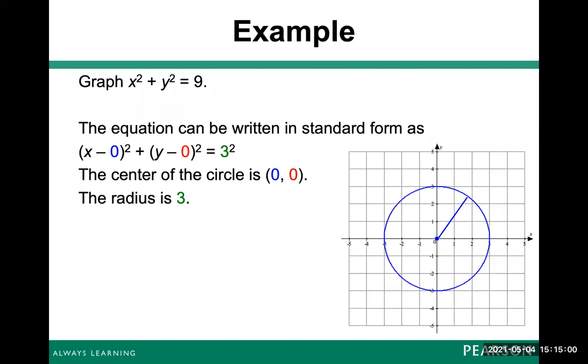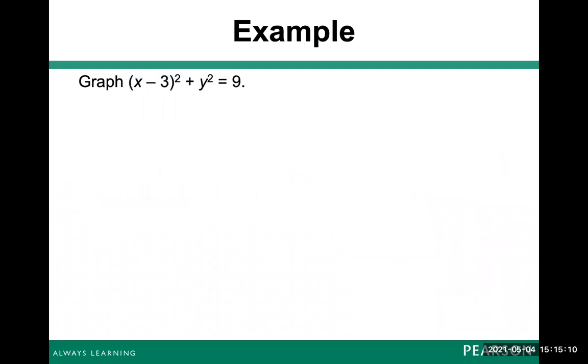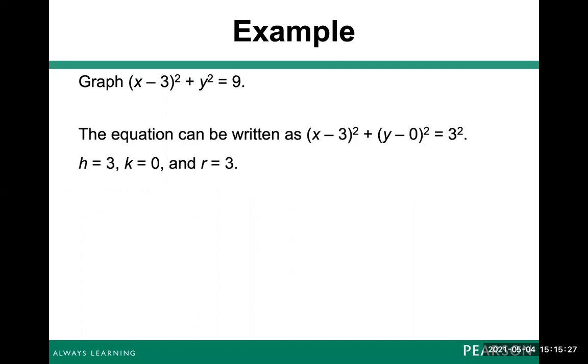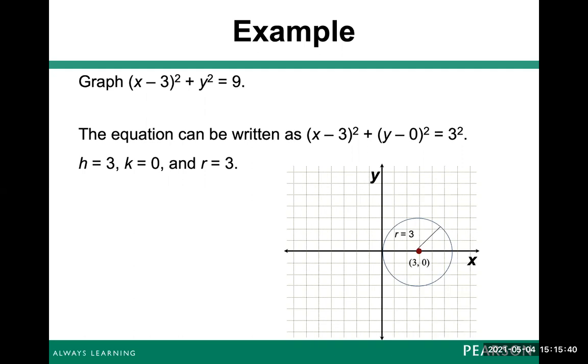But my recommendation with every single graphing problem is to draw it on paper first and then do it on the computer. All right, next example, graph x minus 3 squared plus y squared equals 9. So the trick to all of these problems is to identify h, k, and r. If we write this equation in standard form, it looks like x minus 3 squared plus y minus 0 squared equals 3 squared, which means that the center of the circle is (3, 0). And again, the radius is 3, just like in the last example. And your circle ends up looking something like this.